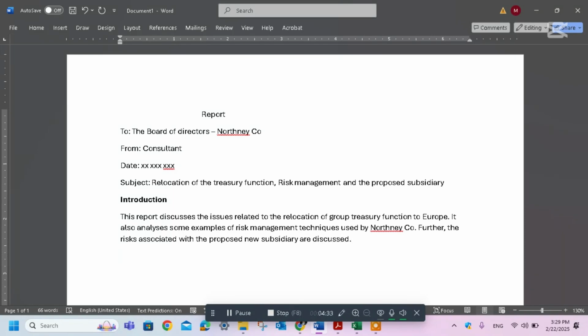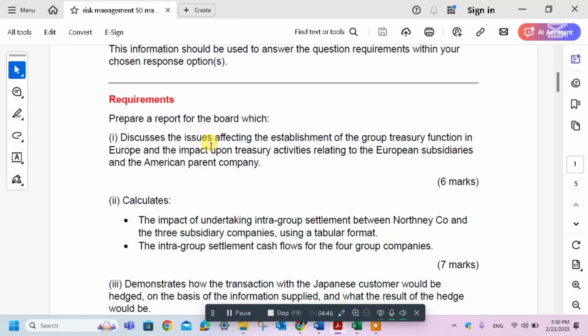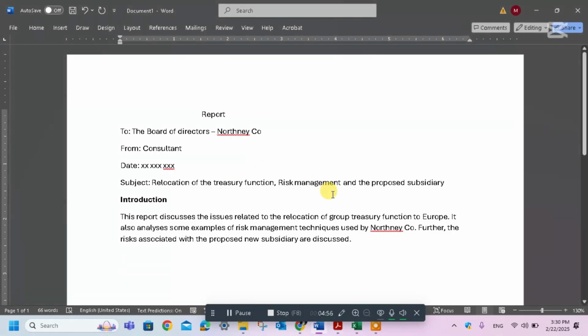Right, so see, introduction is very simple. You are just rewording the requirements in a brief way, just to give an idea to the reader what is going to follow in the report. Done. Now we will go one by one. First one. What is the first one? Issues affecting the establishment of the group treasury function and the impact upon treasury activities relating to the European subsidiaries and the American parent company. Okay. So let me have a heading, relocation of the group treasury function.